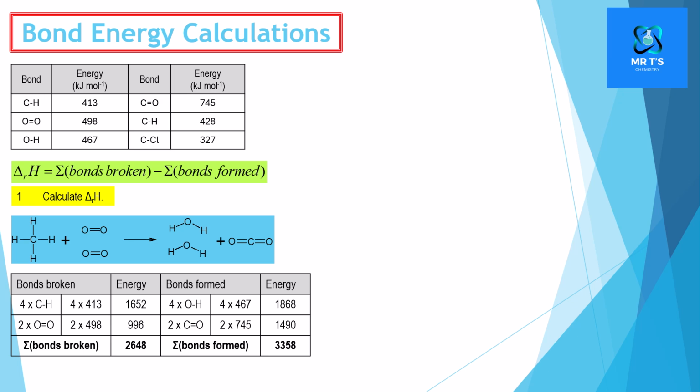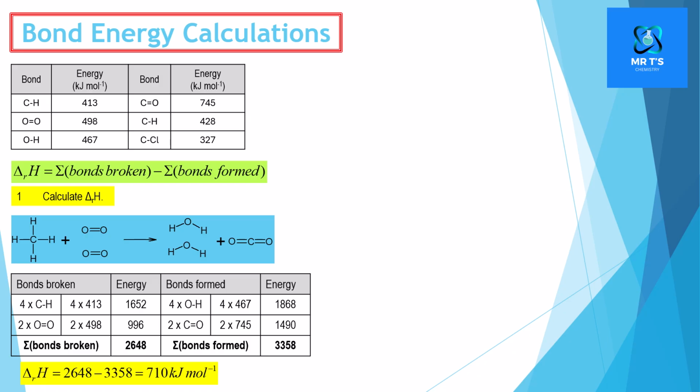Remember, I'm using this green equation at the top. The enthalpy for the reaction equals the sum of all the broken bonds minus the sum of all the bonds formed. So that's 2,648 minus 3,358, and I get minus 710 kilojoules per mole. And that's how we solve it. If you are particular and careful about this, this is quite a straightforward question.